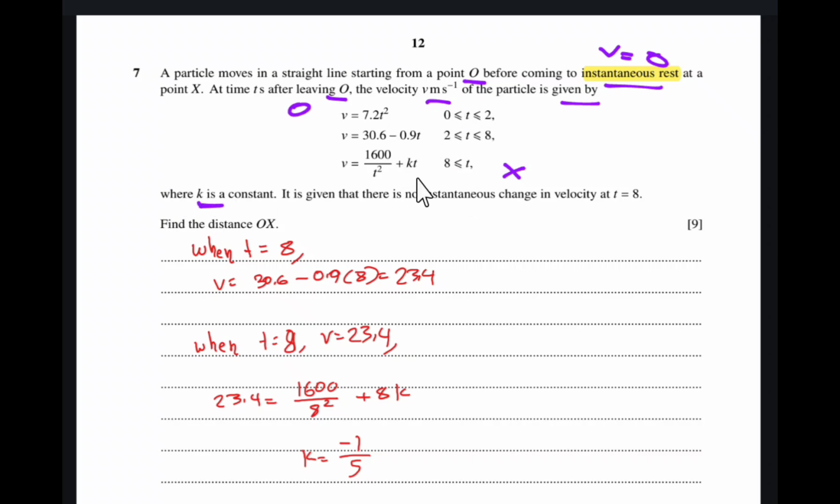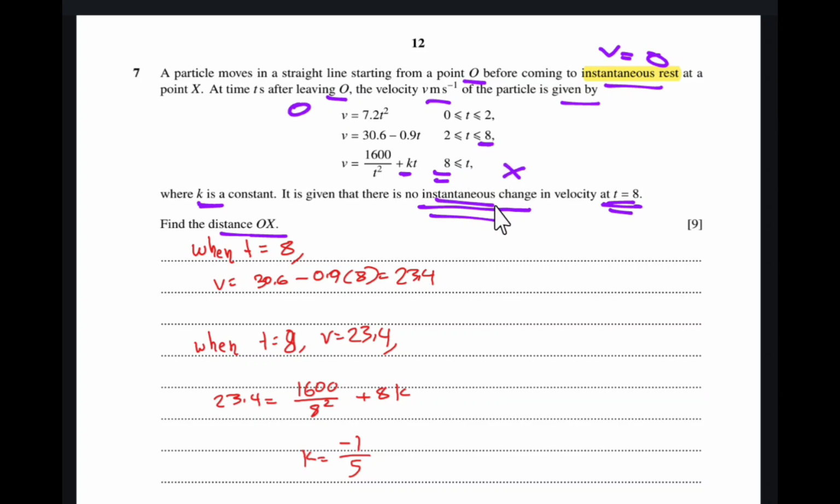Here k is a constant. It is given that there is no instantaneous change in velocity at t is equal to 8. It is a very important point. It mentions that there is no instantaneous change in speed at time t is equal to 8. That means between these two instants there is no change in speed. So as there is no change in speed, we need to calculate the distance OX, that is the total distance that the particle covers.